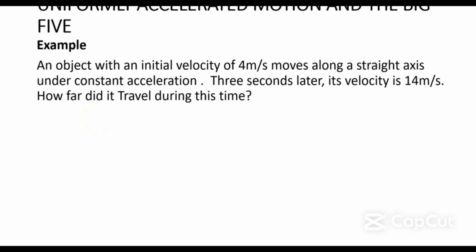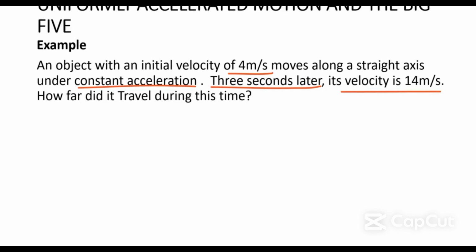An object with an initial velocity of 4 meters per second moves along a straight axis under constant acceleration. 3 seconds later, we have our time, its velocity is 14 meters per second. How far did it travel during this time?